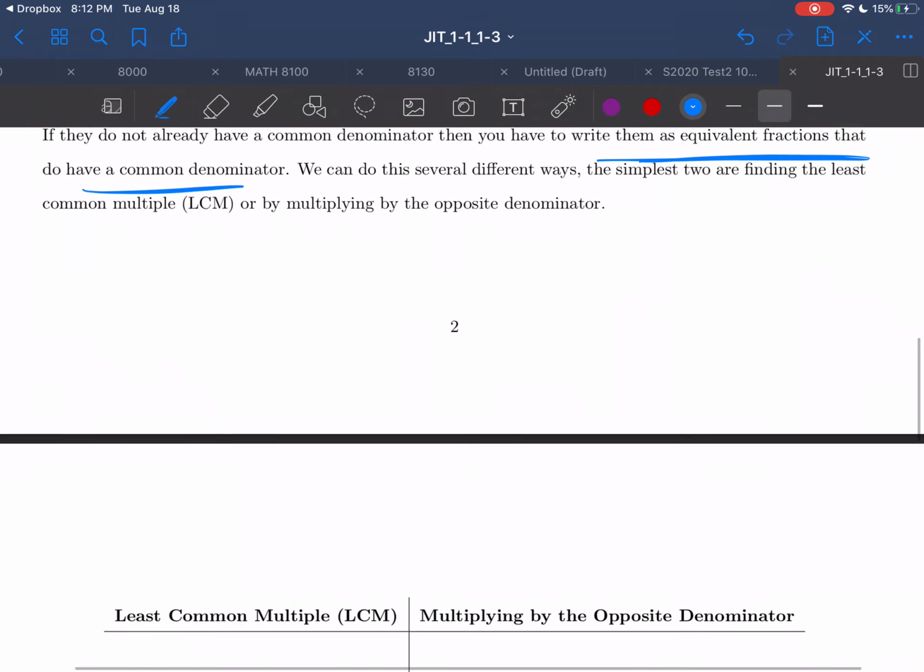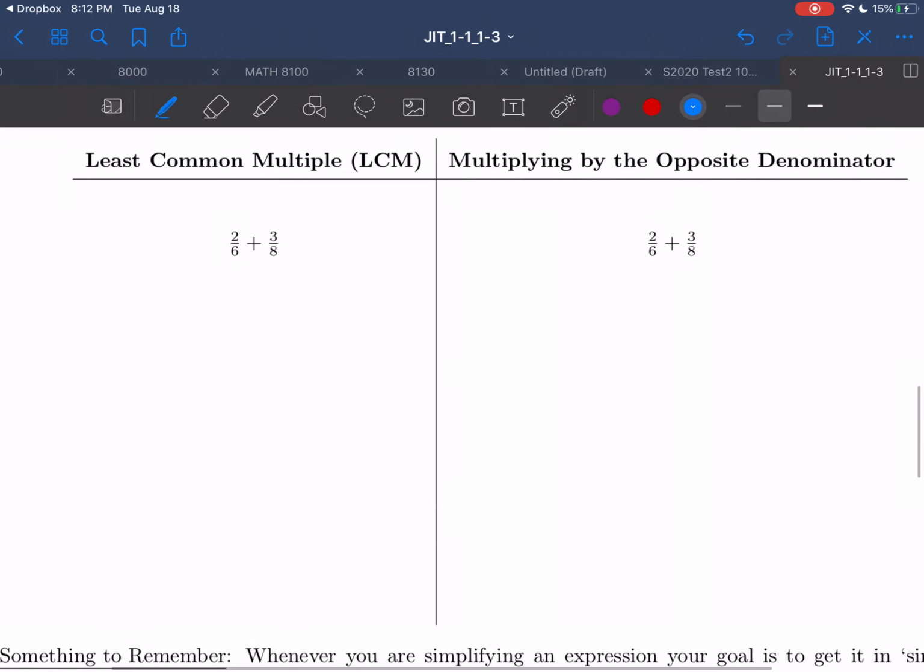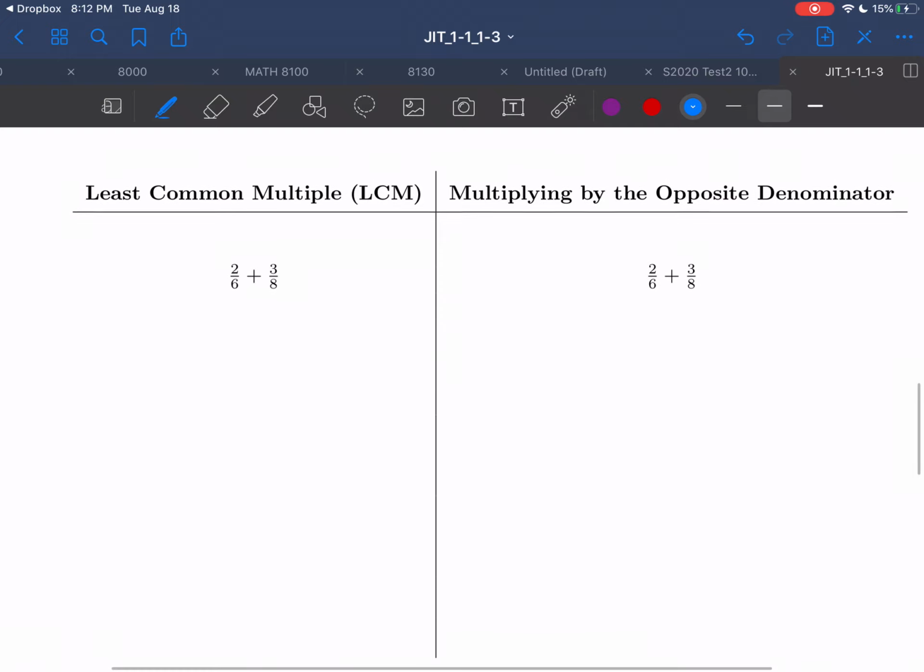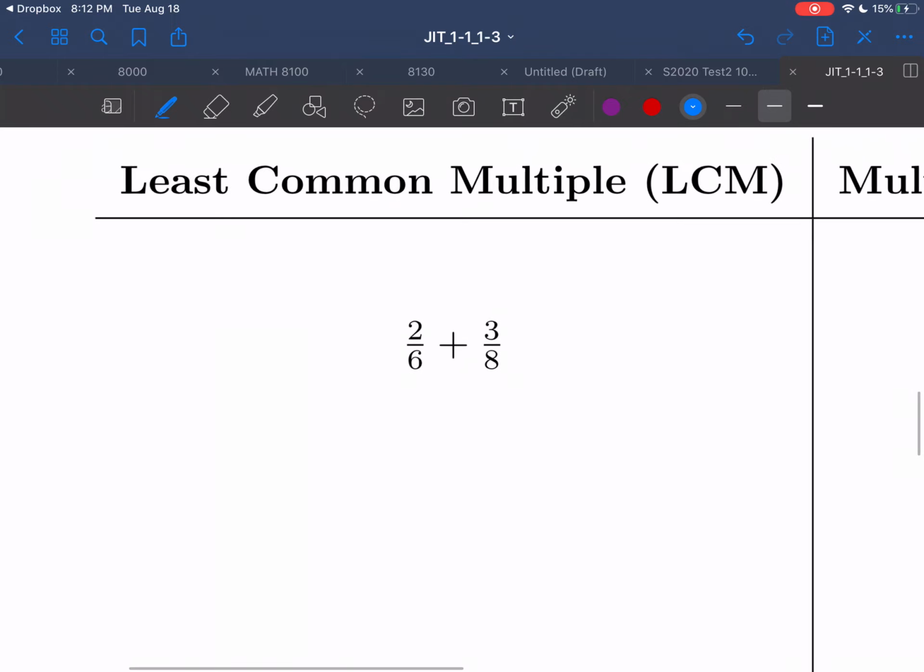Okay, and we're going to look at both of these now. We'll do the same problem just so you can see it play out. All right, so we've got 2/6 plus 3/8. 6 and 8 are obviously not the same number, so we need to find that common denominator. So we'll do the least common multiple method first.